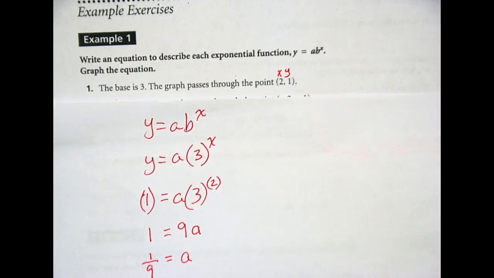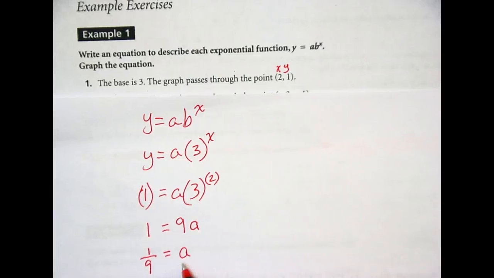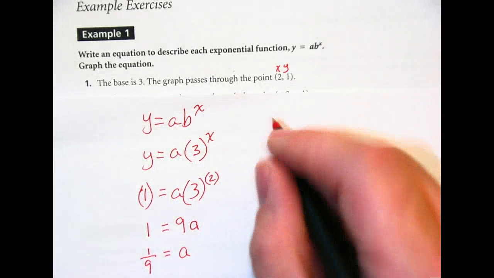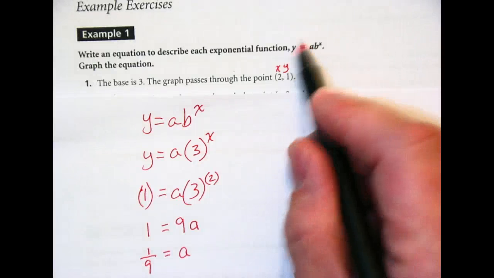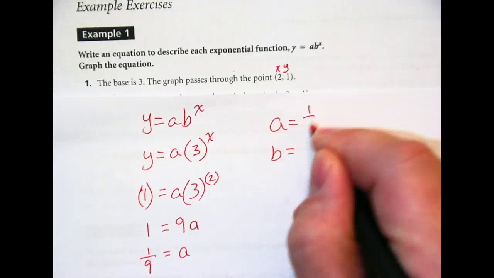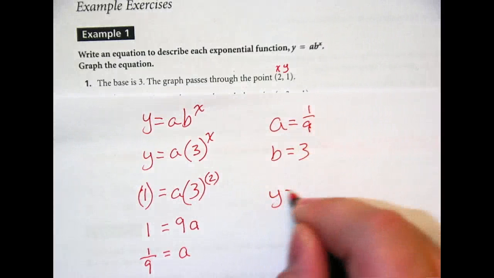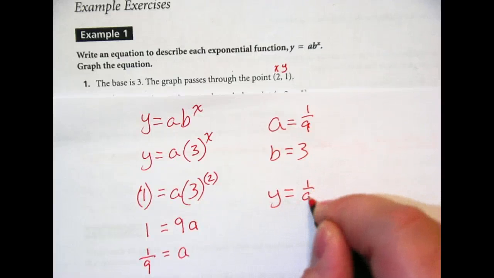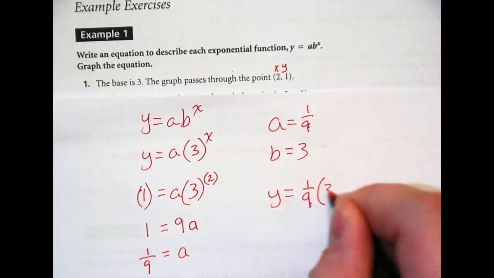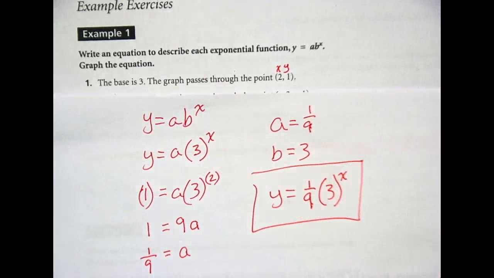If A is 1 over 9, is that our equation? No, that just tells us A. We know in order to write an equation in exponential form, you need to know A and B. A is 1/9. B is 3. We can now write y equals 1/9 times 3 to the x. And that's what we're graphing. That's why you have graph paper. The only graphs you have on this assignment are 1 through 4.